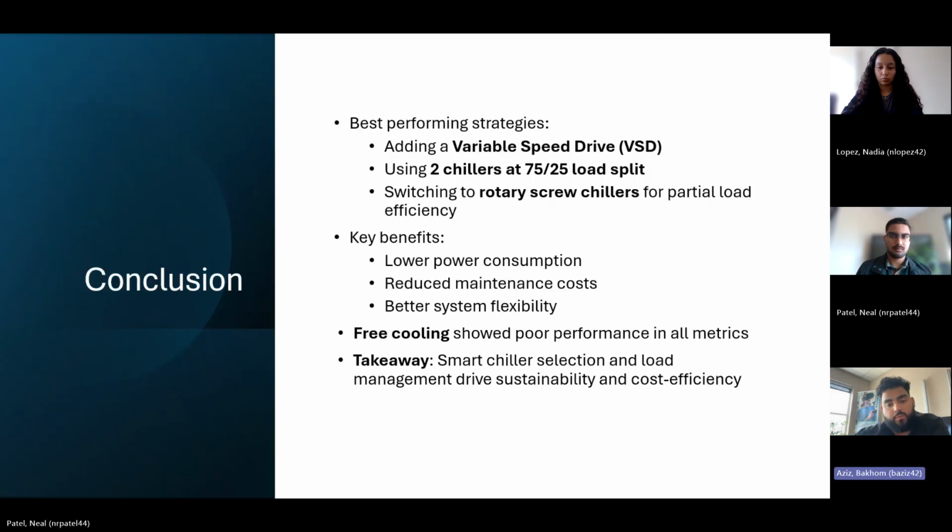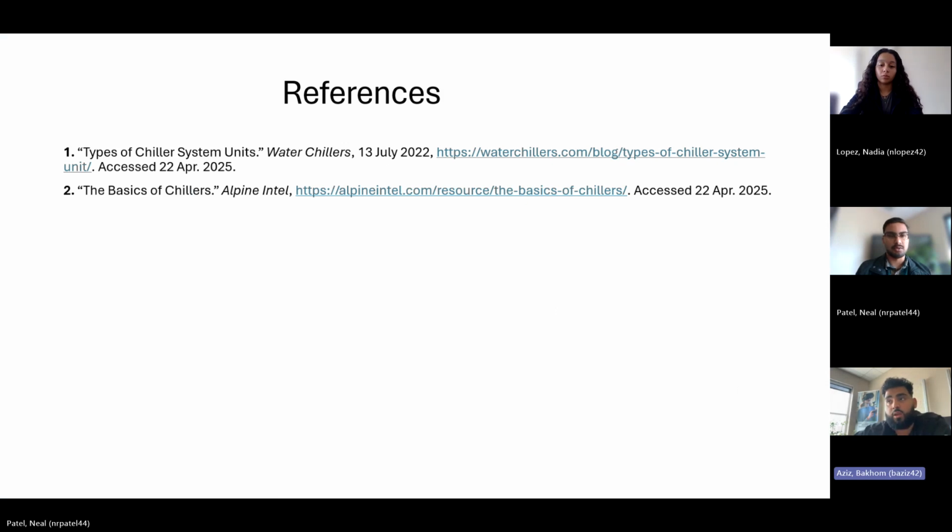In conclusion, the best performing one was the VSD with two chillers on split load, 75 and 25, and then a screw chiller for partial load efficiency. The key benefits of this project were lower power consumption, reduced maintenance costs, and better system flexibility. Free cooling showed poor performance in all metrics, and the takeaway is basically that smart chiller selection and load management drive sustainability and cost efficiency. And that is it. And then here are our references.